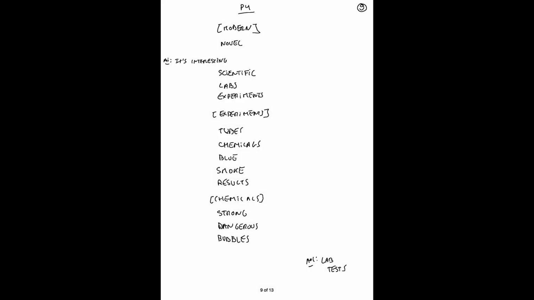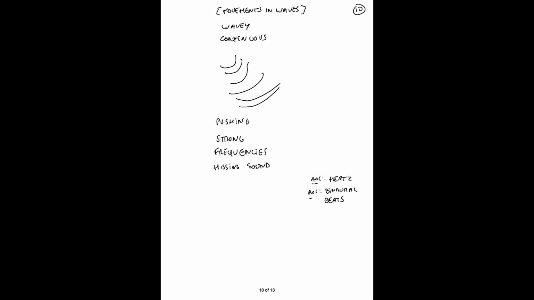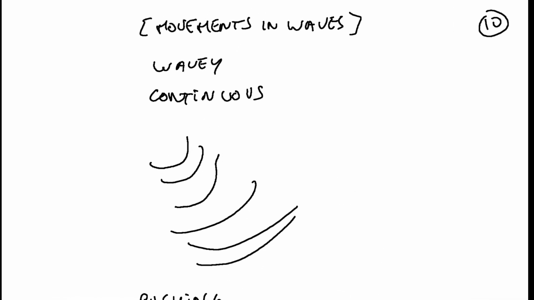Let's now dive into phase 4 where I start by probing the modern intangible. I get novel, scientific, labs and experiments. I probe experiments and get tubes, chemicals, blue, smoke, results. I then probe chemicals and get strong, dangerous, bubbles and an AOL of lab tests. This looks to me like good data as Grebennikov was doing research work in his lab on chitin and other chemical properties. I continue with movements and probe movements in waves.